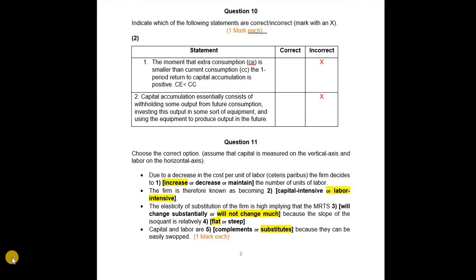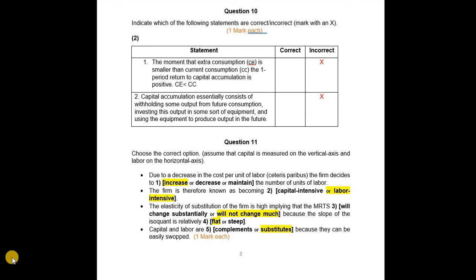Good day, economics students. This video is for questions 10, 11, and 12 of the semester test that you wrote, Economics 2B. Question 10 says, indicate which of the following statements are correct or incorrect.